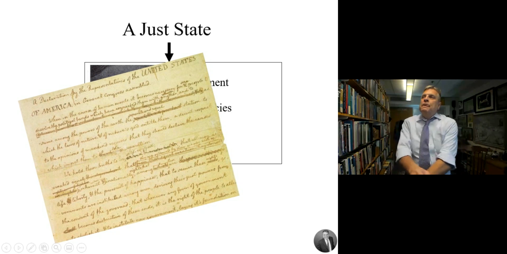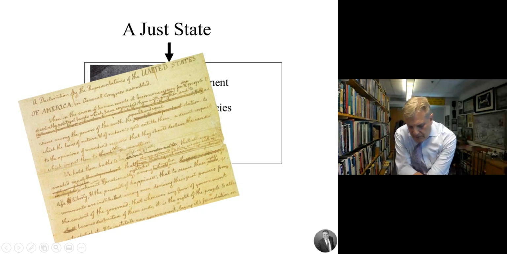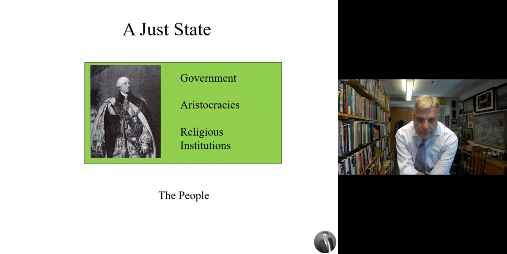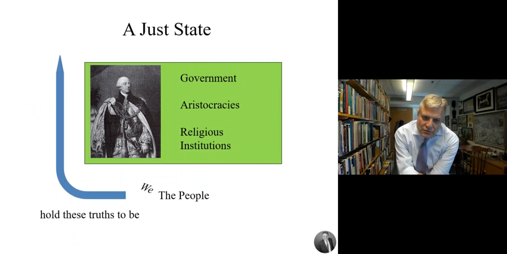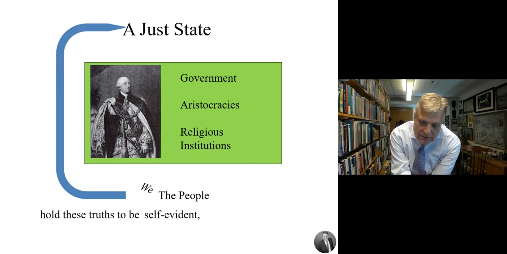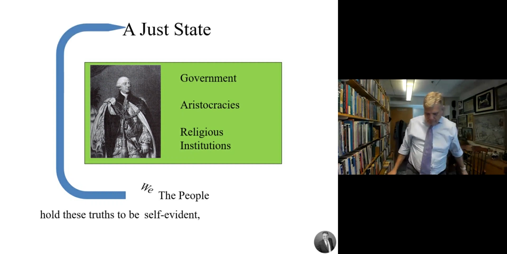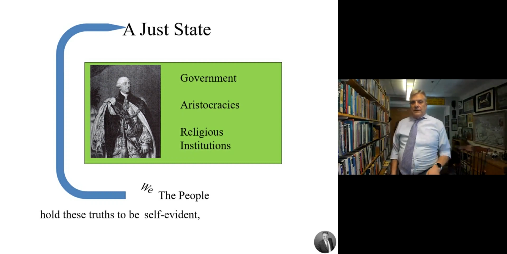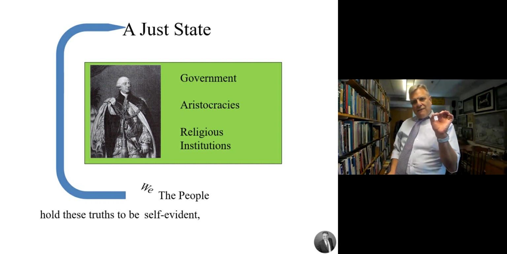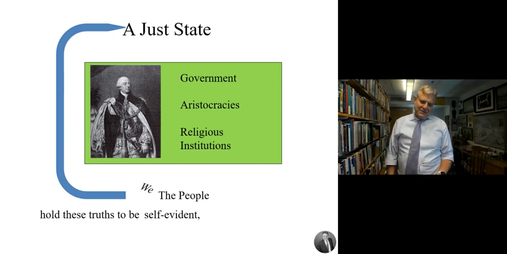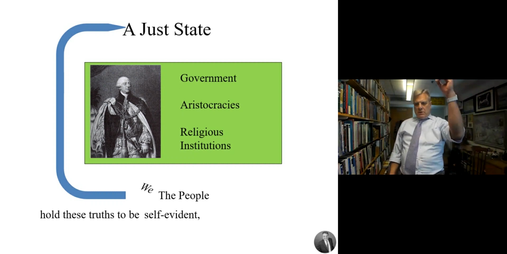What you see here is an early draft of the Declaration of Independence, written primarily, of course, by Thomas Jefferson, but also a committee weighs in. And then pay attention to the key phrases. It's all coming together now. We hold these truths to be self-evident. That's a powerful comment.